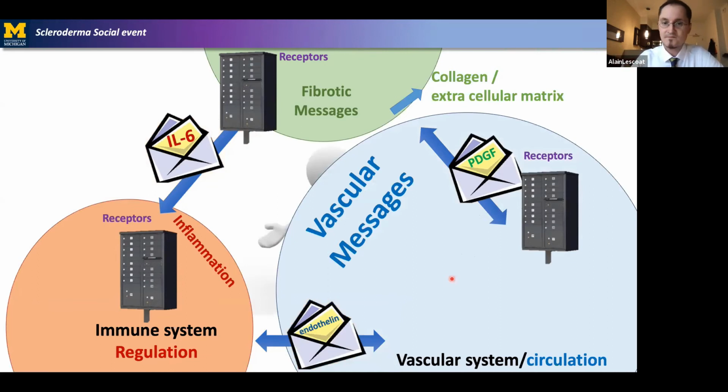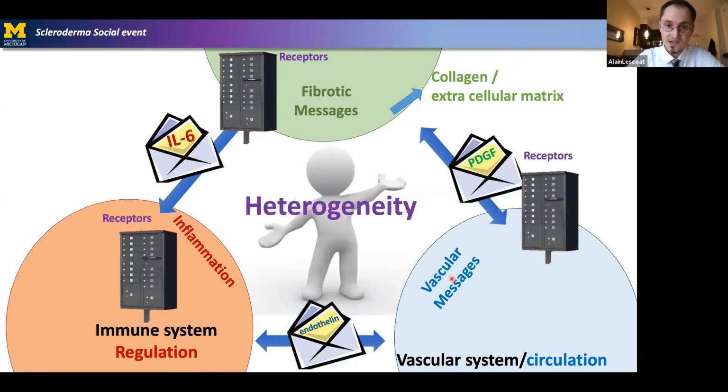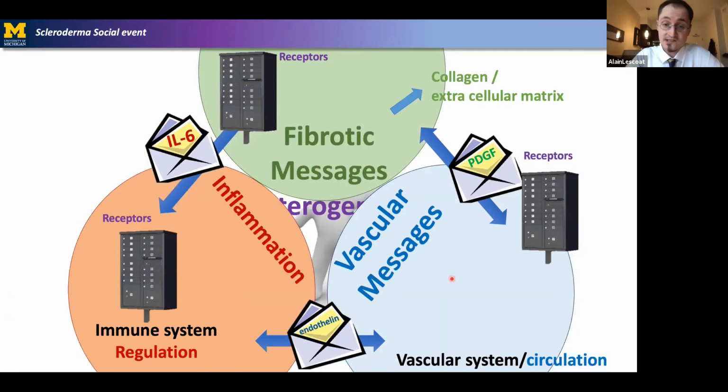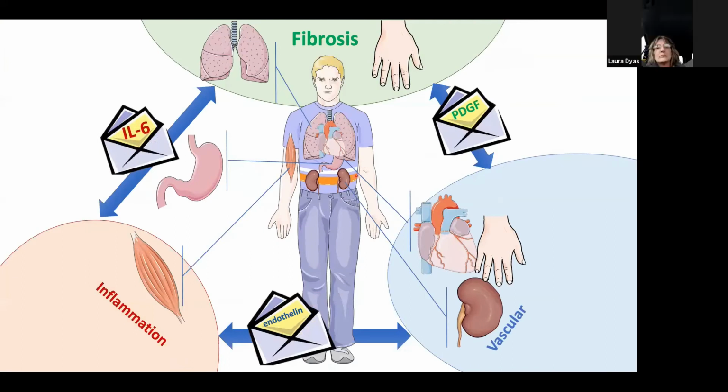And some patients will have vascular messages in excess, and they will develop more severe vascular manifestations of the disease, such as digital ulcers. And in some patients, unfortunately, you will have an excess of all of these messages together at the same time. So with this, you understand why we said that there is a high heterogeneity in scleroderma, depending on the messages that are in excess. And this will explain why some patients will have certain manifestations, whereas others will have other types of manifestation of the disease.